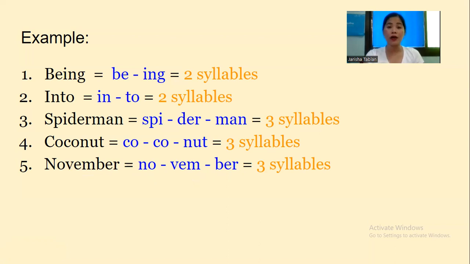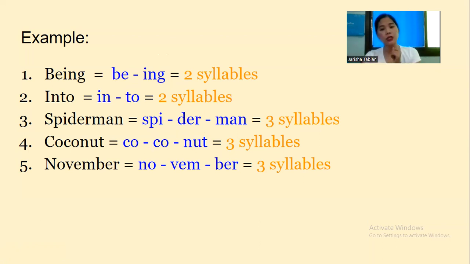How many syllables are there in the word November? We have 3: 1, 2, 3. Coconut, 1, 2, 3, three syllables. Spider-Man, 1, 2, 3. How about into? 1, 2. How about being? 1, 2. So being and into both have 2 syllables, and Spider-Man, coconut, and November have 3 syllables.